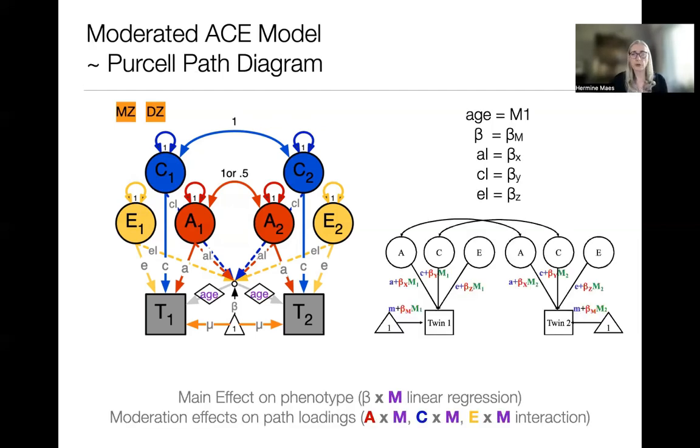Now, for those of you familiar with Purcell's paper, you may think that this path diagram looks quite different from his. Here they're side by side. They're really the same model, but instead of having both the unmoderated and the moderated component on one path, we have separated that out in the diagram on the left, as we can independently estimate the contributions of the moderated and the unmoderated variance components on the phenotype.